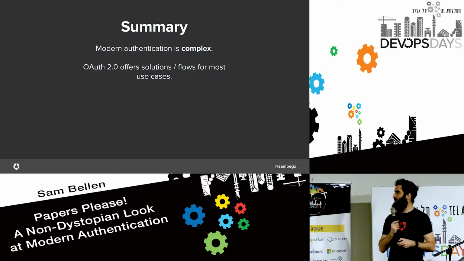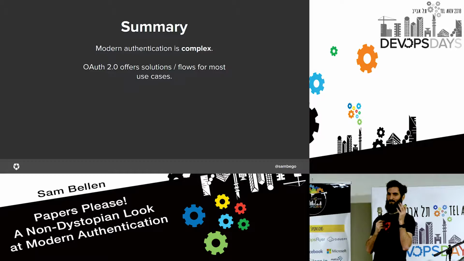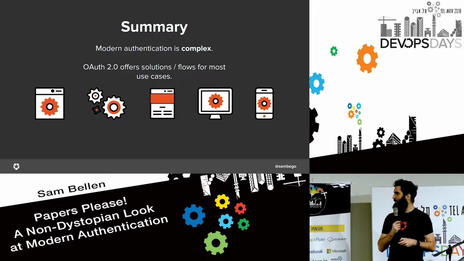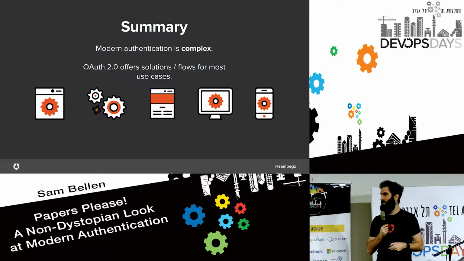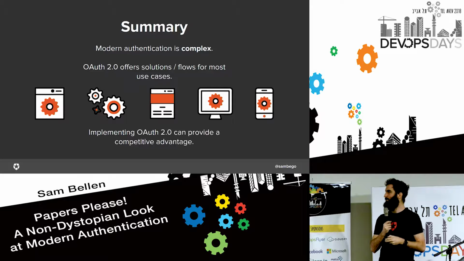OAuth 2 offers solutions, flows, for most use cases. Like I said, it doesn't mean that because I showed a use case with a certain flow, you cannot use another flow, but these are some common patterns to use. There's a bunch of platforms like web apps, APIs, single page, and native apps. So try to use the best flow possible for your project.